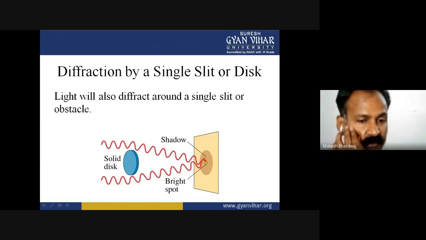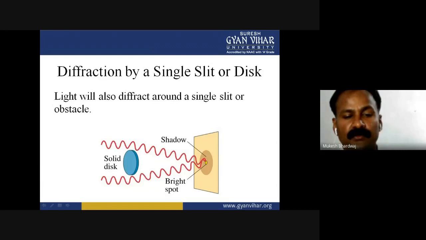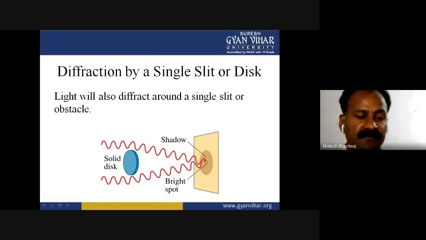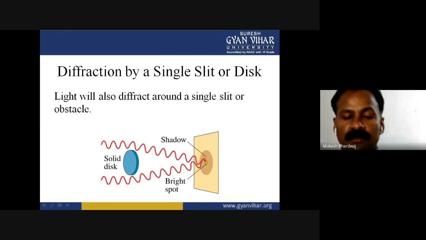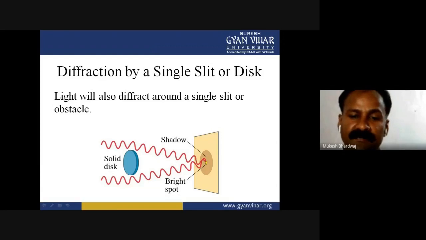In general, the number of observed interference fringes is quite large, and in diffraction, the number of observed diffraction fringes is quite small. And diffraction is of two types: Fresnel and Fraunhofer diffraction. So there is a difference between the Fresnel and Fraunhofer diffraction. I would like to just give a small introduction to the difference between the Fraunhofer and Fresnel diffraction.